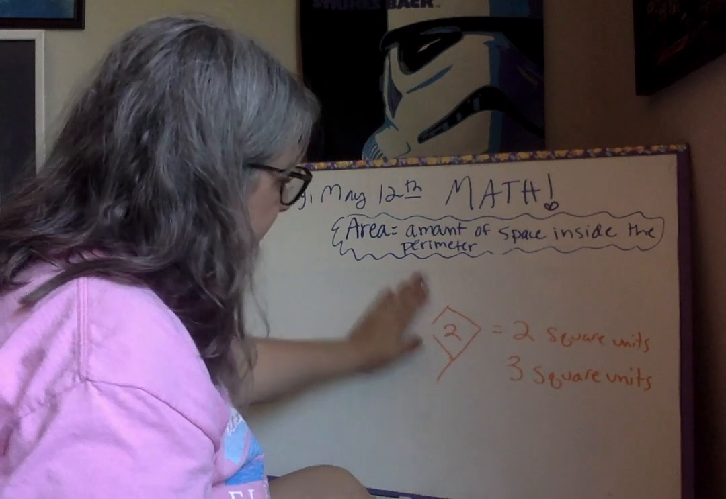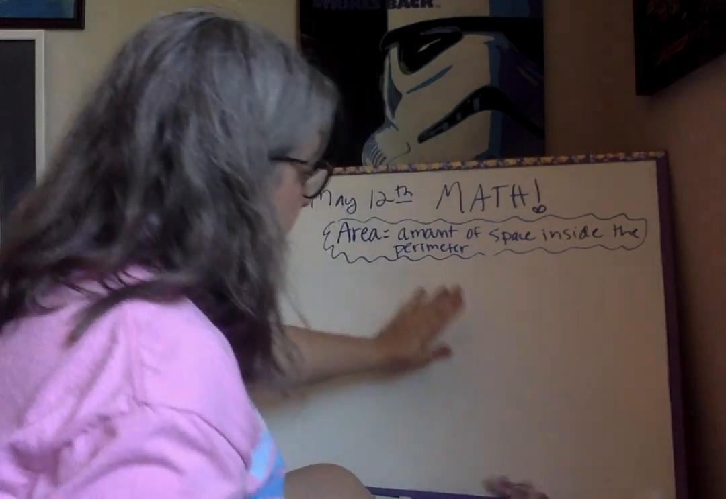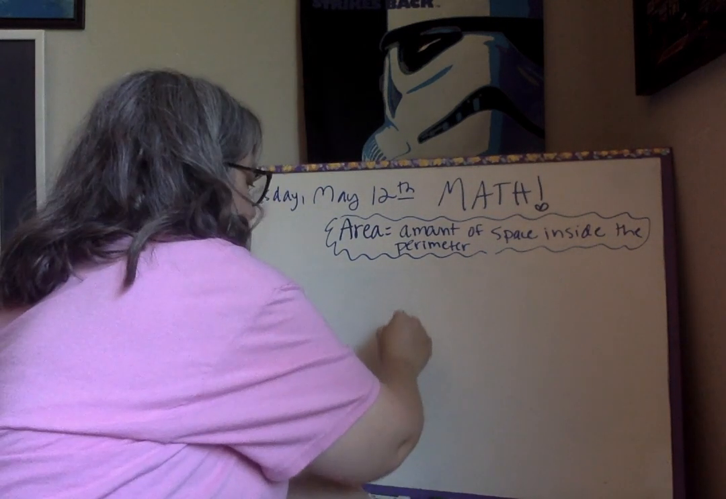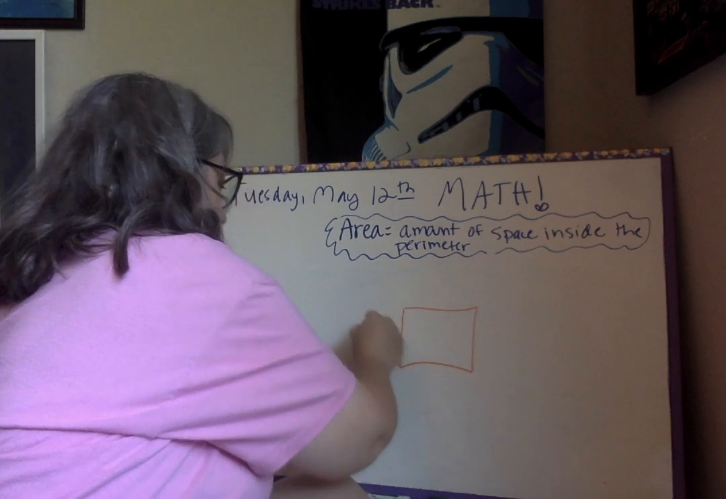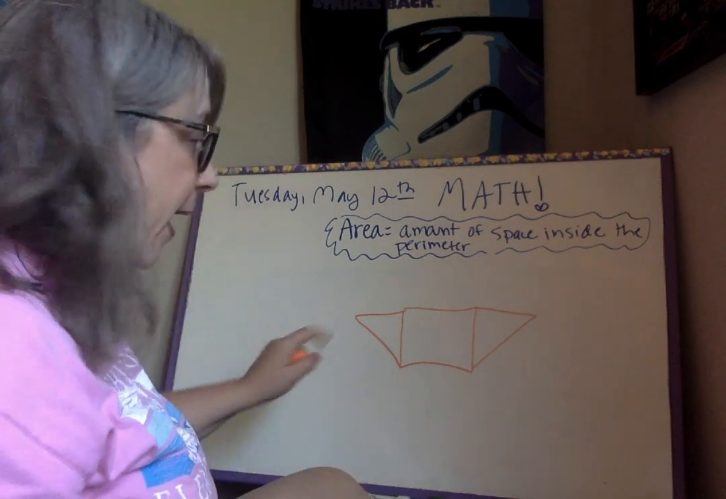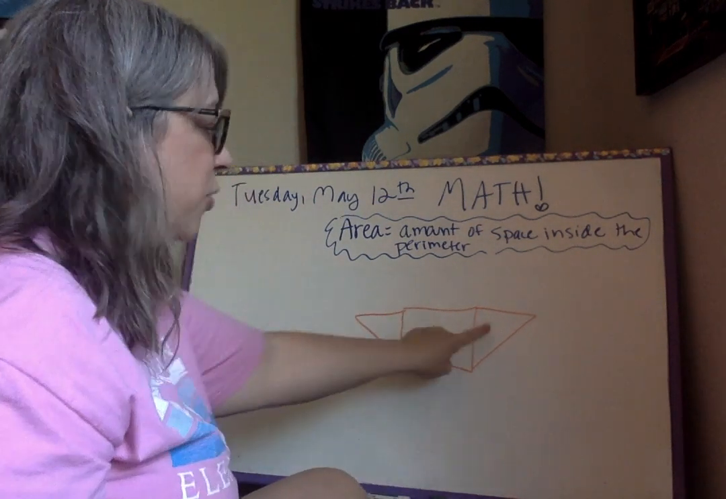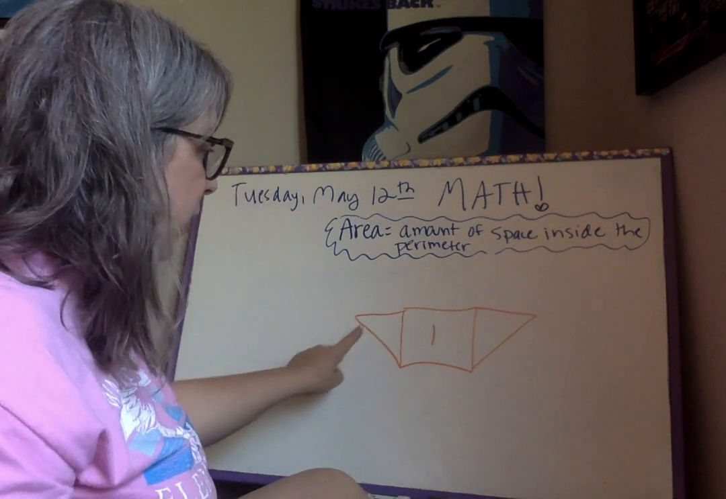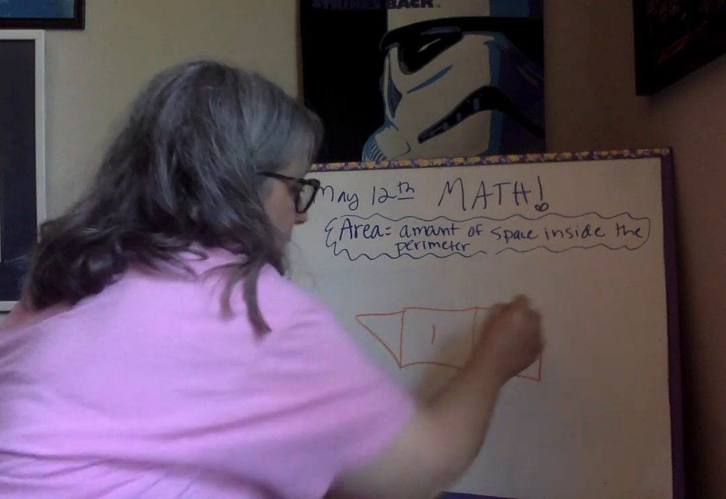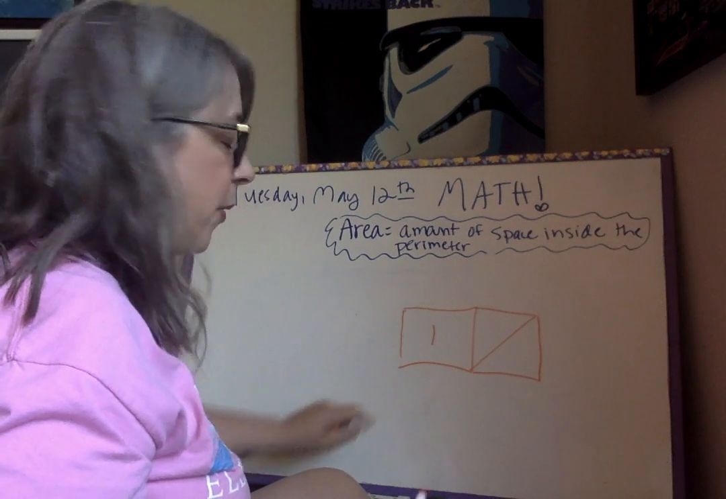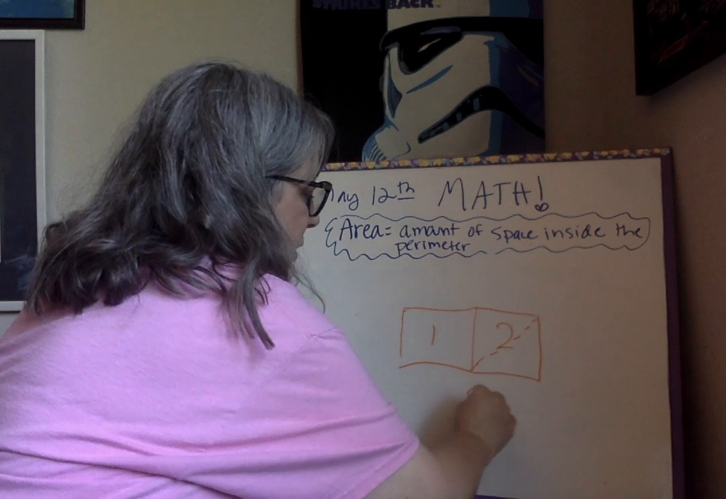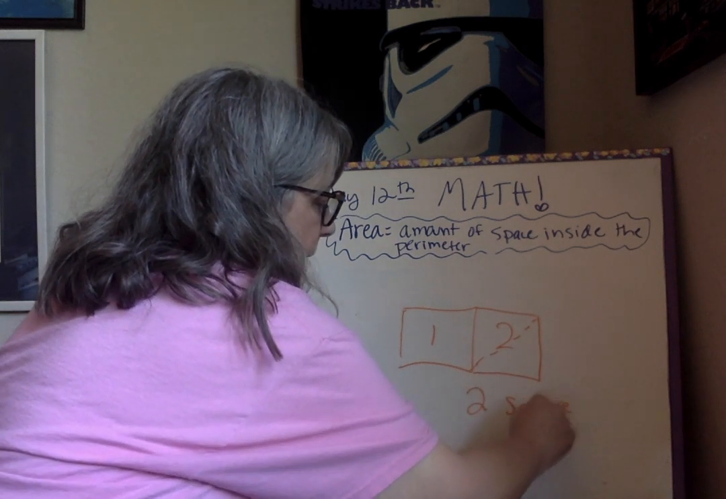Let's try another one. I'm throwing in the challenges from the get-go. How about if we have this? How many square units do we have? Well, here's our 1. Can we turn these 2 triangles into a square? Yeah, we can turn these 2 triangles into a square. So let's make our triangle and erase this one. And now what do we have? We have another full square unit. So we have 2 square units.